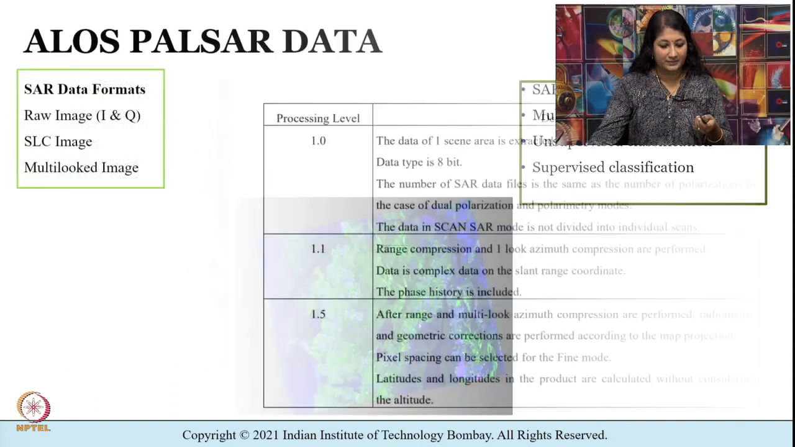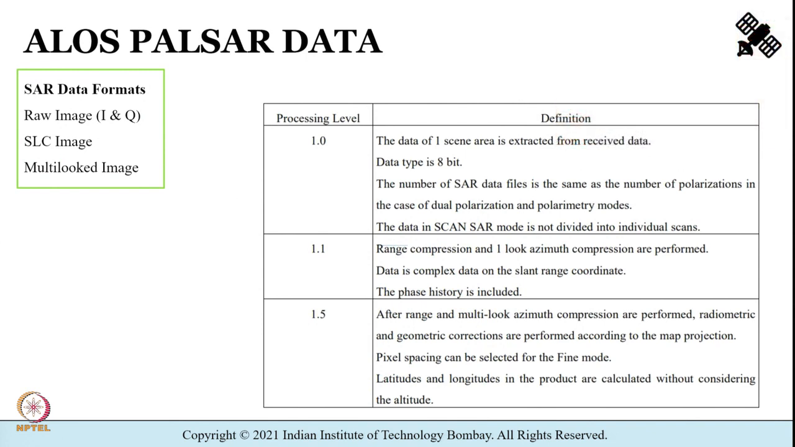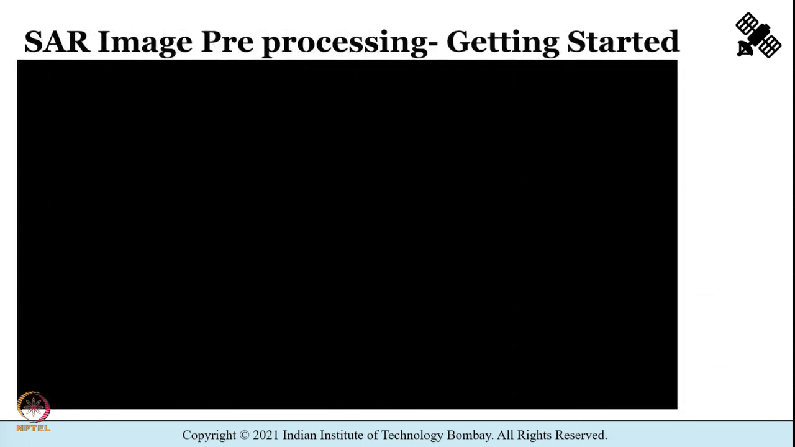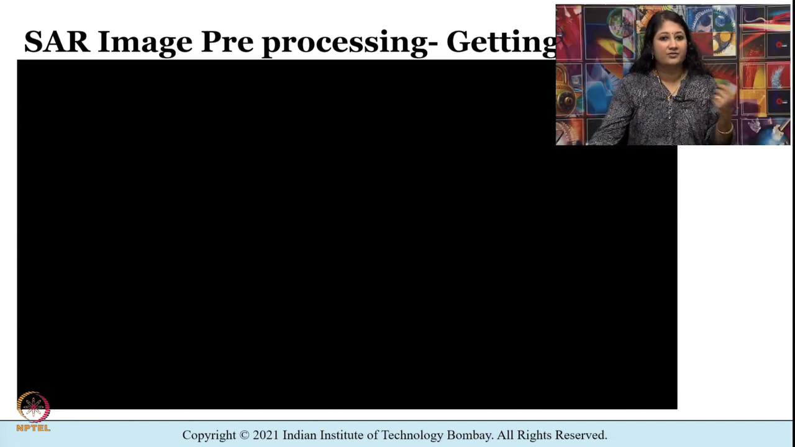So, moving further, for this particular tutorial, we will be using the ALOS PALSAR data, which was previously downloaded for tutorial 2. As before, the SAR data formats and the processing levels are being displayed here. Before we can start with image classification, we have to do pre-processing of the image. So, let us try to refresh our memory.